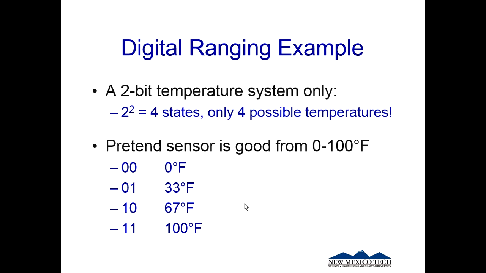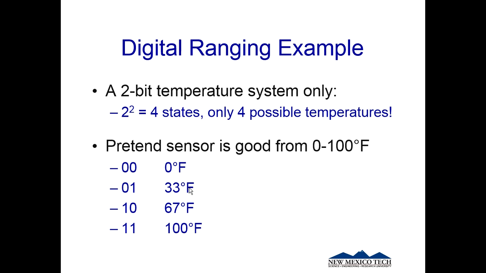Well, suppose you had the worst thermometer in the world and it was only a 2-bit sensor. We only have 2 bits to represent all the temperatures between 0 and 100 Fahrenheit. Well, this would be how we would have to do it. Maybe 00 is 0 degrees Fahrenheit. 01 is 33 degrees Fahrenheit. 10, 67 degrees Fahrenheit. 11's 100 degrees Fahrenheit. Because we only have 4 states, so we can only represent 4 temperatures.